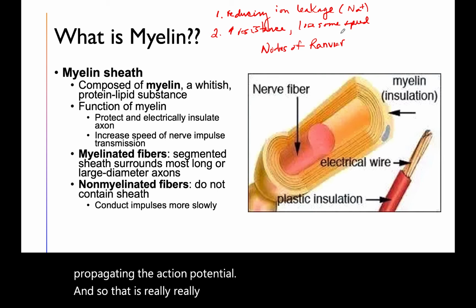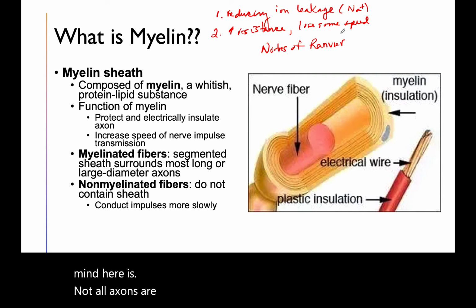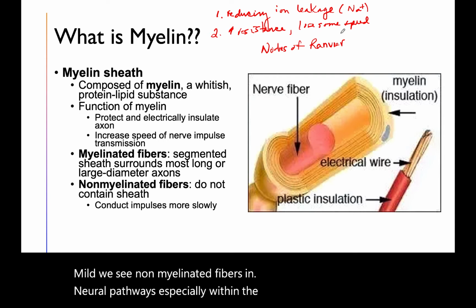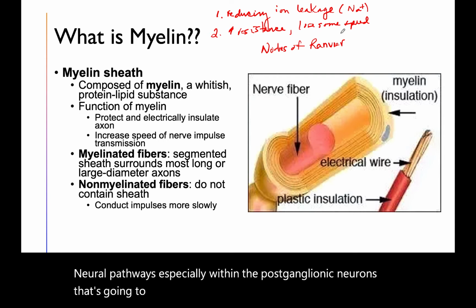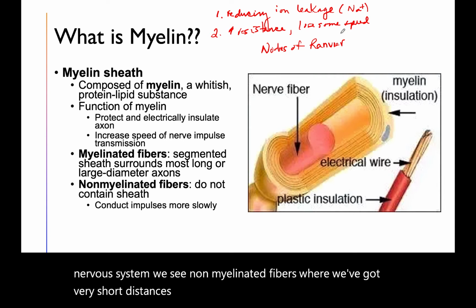The other thing to keep in mind here is not all axons are myelinated. We see non-myelinated fibers in neural pathways, especially within the postganglionic neurons. That's going to make more sense once we get to the autonomic nervous system. We see non-myelinated fibers where we've got very short distances that action potentials are traveling.